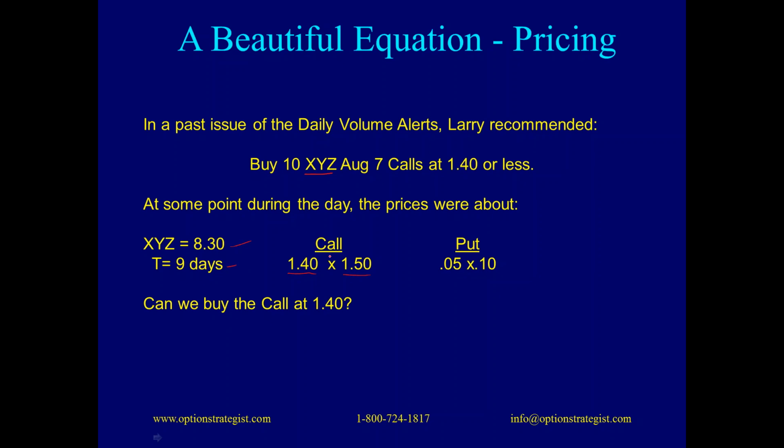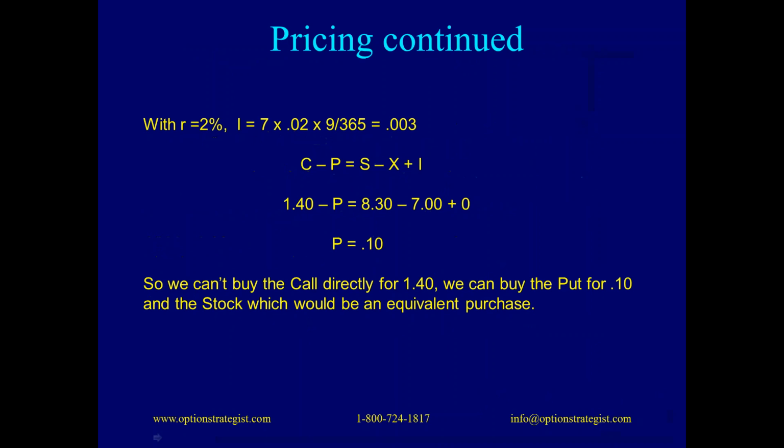Now, obviously, we can't buy the call for $1.40, right? That's where it's bid. If we wanted to buy it, we'd have to pay $1.50, or we could try and work it. Maybe we could do something a little better, or maybe we could keep it in all day, and who knows, maybe our bid would get hit and we'd end up buying it. But based on what it looks like, it doesn't seem that we could buy the call for the price that Larry was recommending. Anyway, let's take a look, though, using what we know.